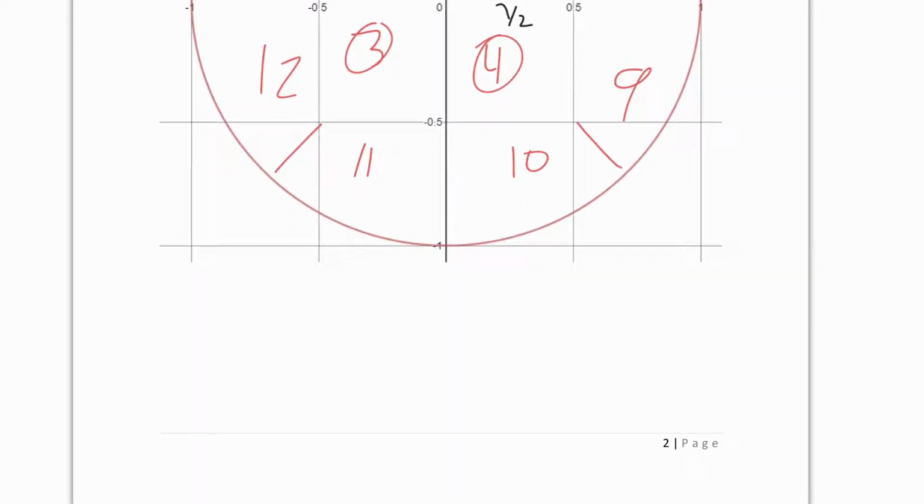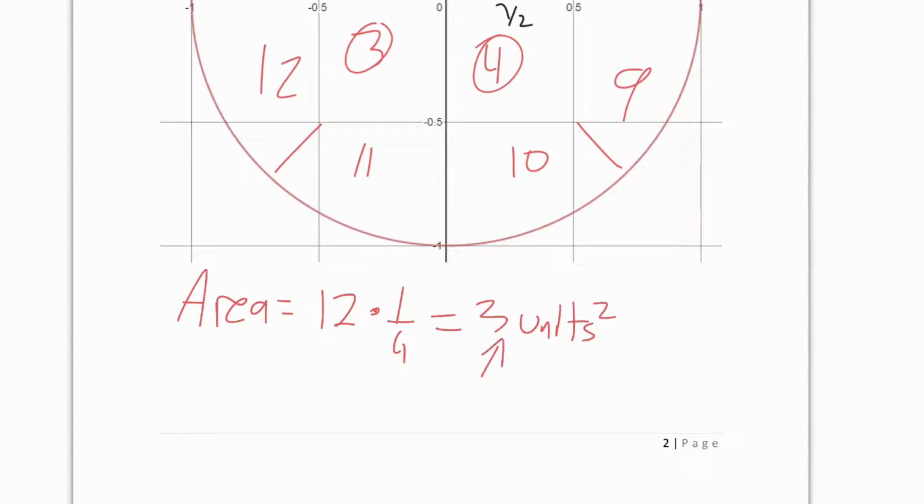So now to do the area would be equal to 12 squares, where each square has an area of 1/4, which gives you 3. So 3 would be, you could say if you want, units squared. This is the area. Now, hopefully we know the area of the unit circle, but if we don't, maybe this seems like a decent estimation, 3.